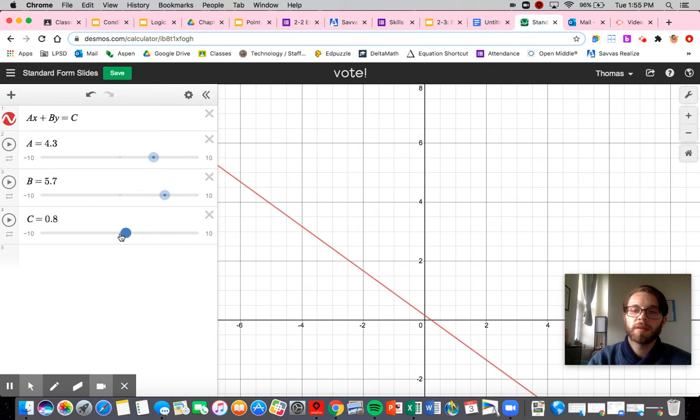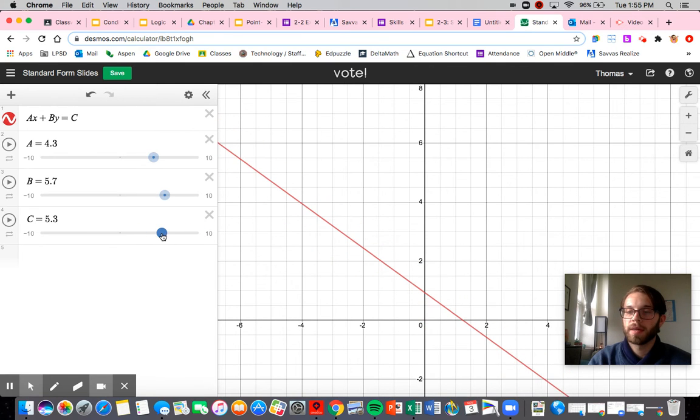And then what is c doing? Well, it's just shifting it up and down, right? It's not really changing how the line is slanted or anything like that. It's not affecting the slope at all. It's really just moving the line up and down.